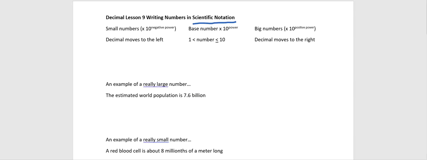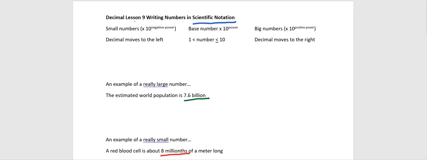Because if we kept those numbers as they were, really big numbers like 7.6 billion, or a really small number like 8 millionths, then they would have a lot of zeros. In the case of 7.6 billion, they would have a lot of zeros to the right of the digits. And in the case of 8 millionths, they would have a lot of zeros to the left of the digits. So we want to find a way that we can take up less space. And when we use operations on those numbers later, it makes life a little bit easier on us because we're not having to deal with all those extra zeros written in the numbers.